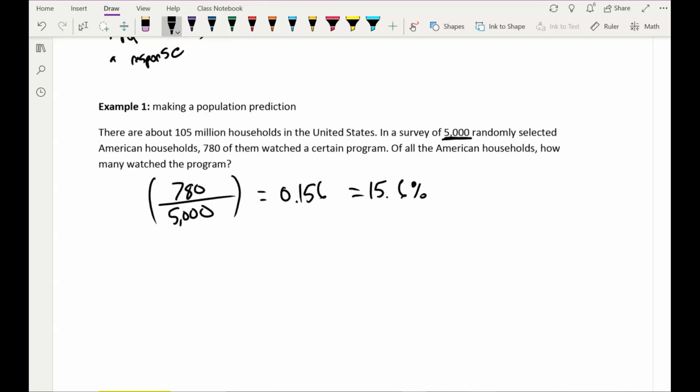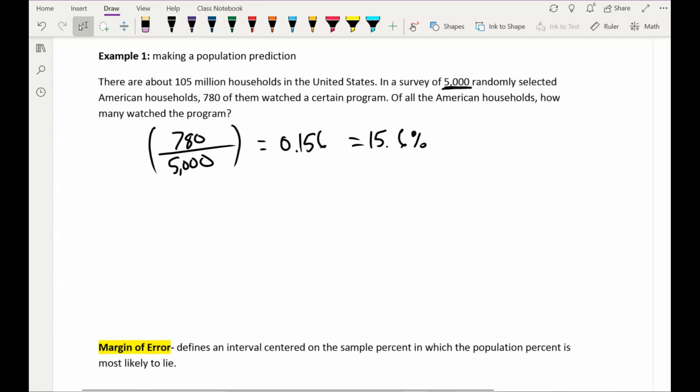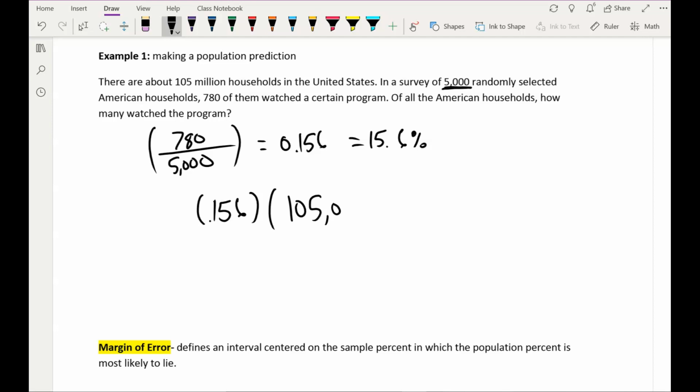So in that survey, 15.6% of them watched a certain program. The whole point of this is we can use that percentage to make a prediction about any population, or specifically about the 105 million households. So what we do is we take that percentage, 15.6%, and leave it as a decimal. We multiply it by how many households there are. There's 105 million, so 105,000,000.